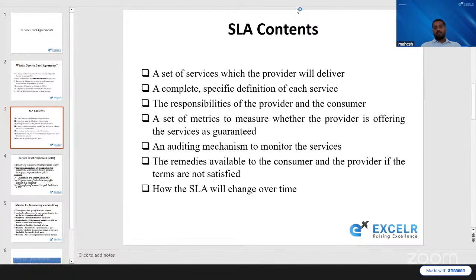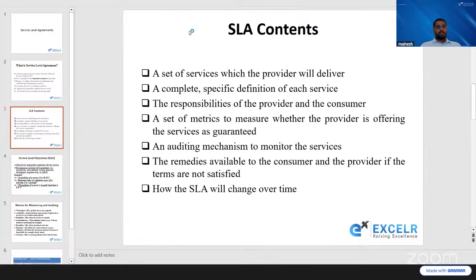If I talk about AWS, they will be providing some credits. Azure also does the same thing. So credits means they will be providing some points as well. Whenever things are not going well, when the performance is degrading, when the expected SLA count is not matching at all, they'll be providing these remedies in the form of points, which you can use while paying the bill for the next coming cycle. So this is the kind of remedy, and then how the SLA will change over time.